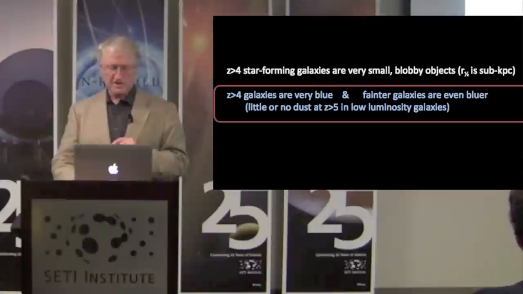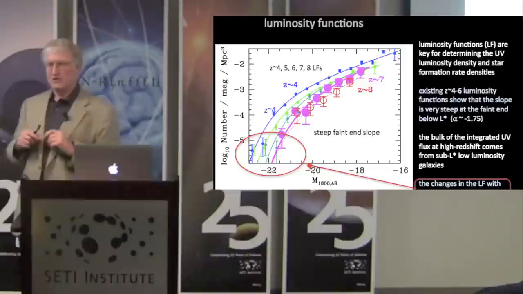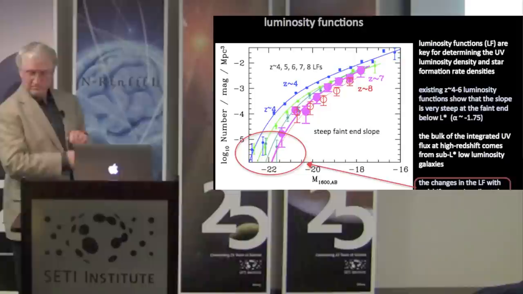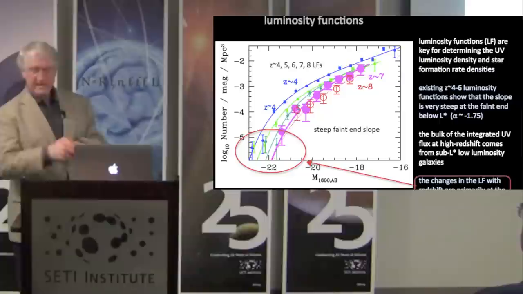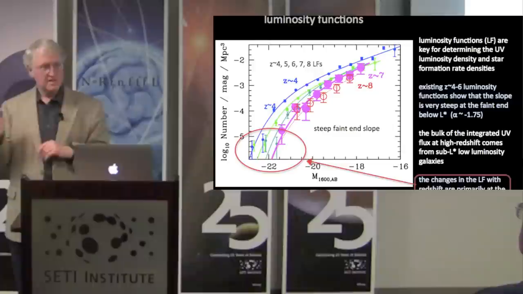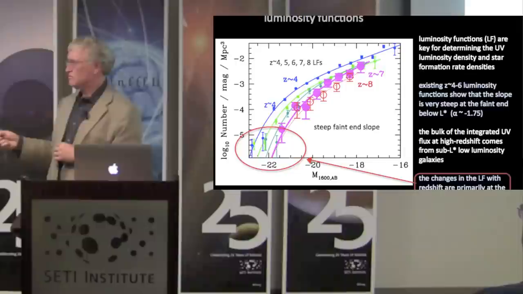So the other thing, I showed you one of these before, a luminosity function, number of objects per unit magnitude, per volume element versus magnitude. Bright galaxies, faint galaxies. So there are the bright ones and there are the faint ones. And I said the slopes down here are really steep, and they are. Compared to local samples of UV star-forming galaxies, these are really steep.